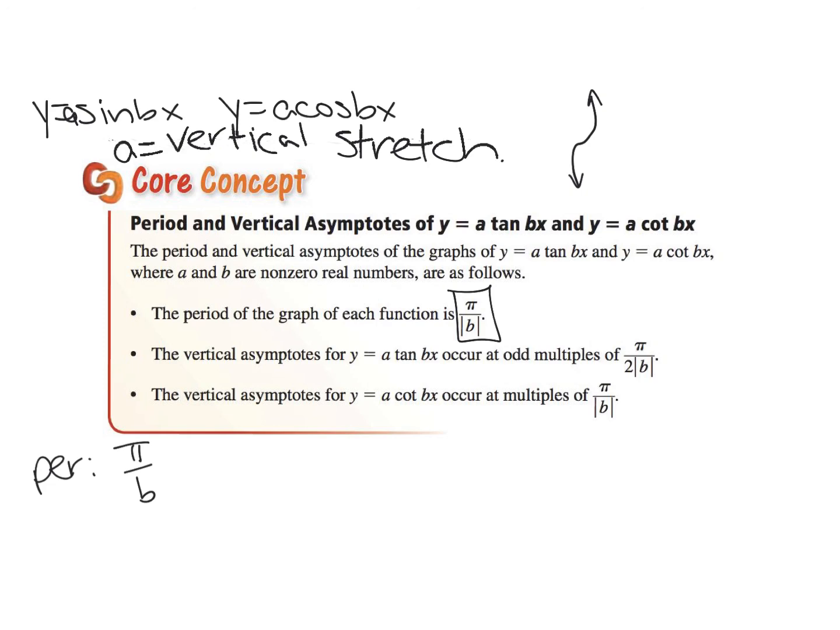So go ahead, you guys can change slides once you've written down. That's the important piece right there. The period of the graph is pi over b and vertical stretch.